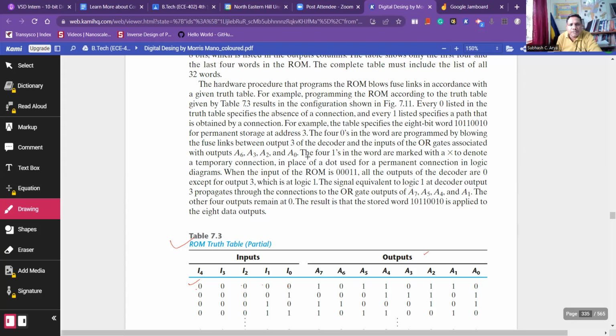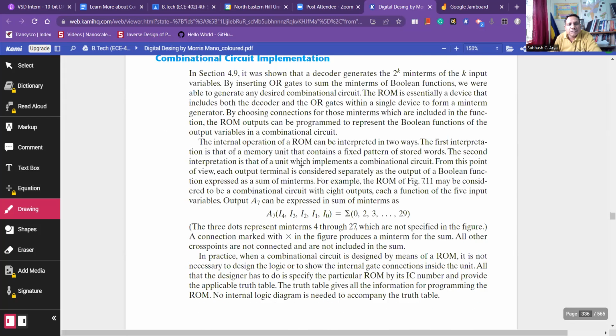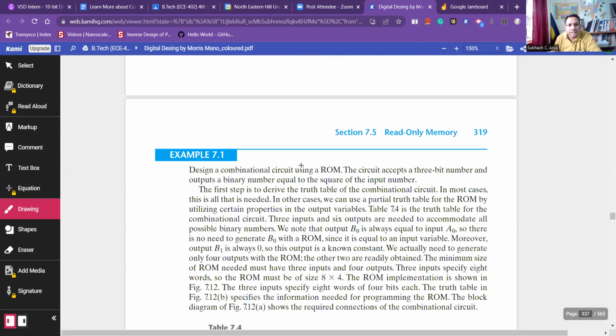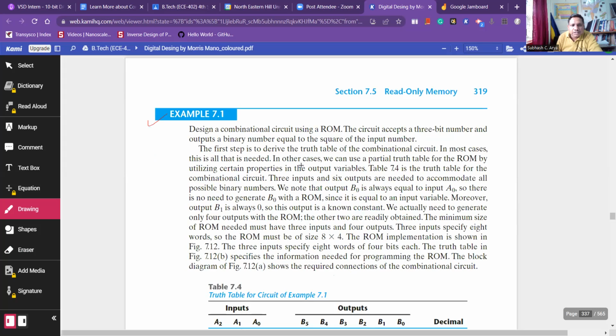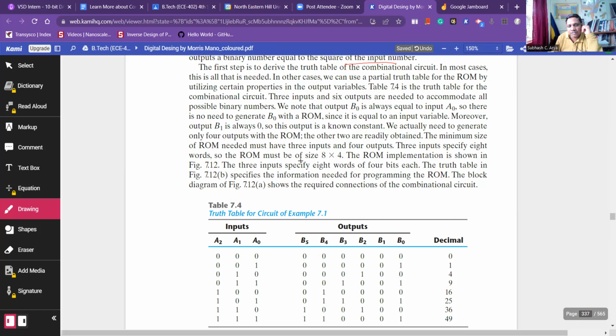Okay, there is some truth table given, 7.3, resulting in the configuration of this. Let us see one example to realize a circuit here. Example 7.1 says: design a combinational circuit using a ROM. The circuit accepts a 3-bit number and outputs a binary number equal to the square of the input. So the 3-bit input is there, but the output is the square of this input.